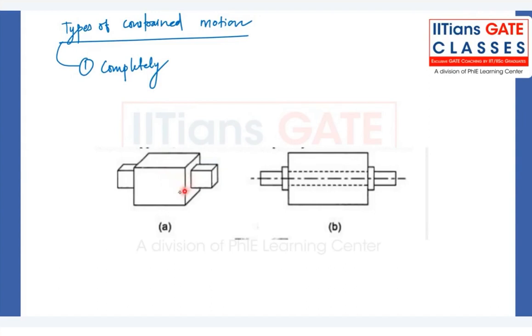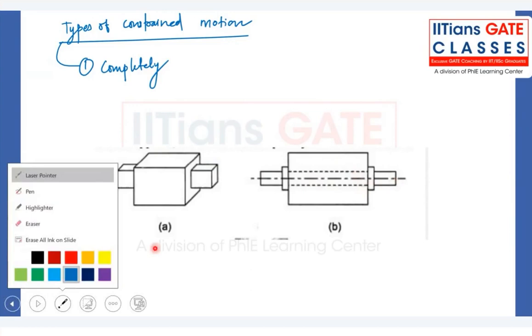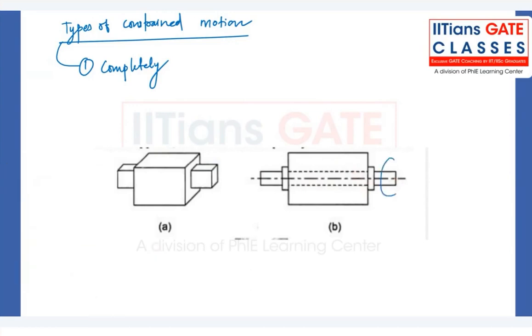Similarly, take an example. We have a circular shaft in a circular hole. The shaft is with collars. So as collars are there, these are the collars to the shaft. They are avoiding the translatory motion of the shaft. So this shaft cannot translate in this hole. It can just rotate. So we are completely constraining the motion in the rotating direction, right? And that's why we can say that it is completely constrained motion. So this is the first type of constrained motion.